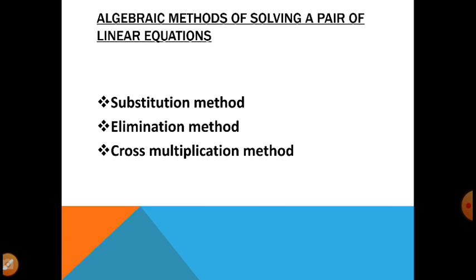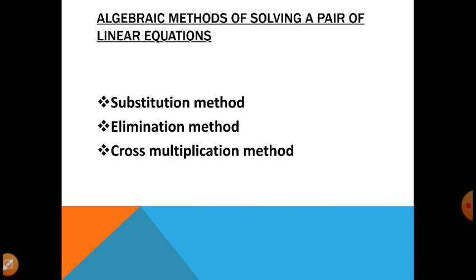Why is the method called elimination? In order to get a solution, we eliminate one variable from both the equations to get an equation with one variable. Then it is easy to find the solution of that one variable, which can be substituted in any one of the equations to get the other solution. That is why the method is called the elimination method.